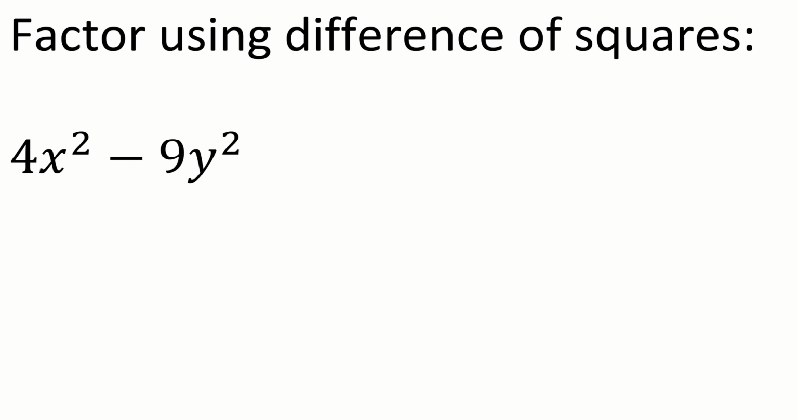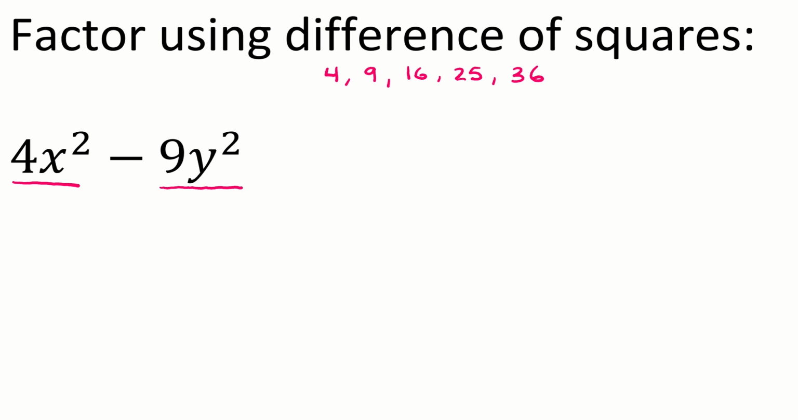So in this case, we have 4x squared, that's our first term, and our second term is 9y squared. So we have two terms. Both of those terms have to be perfect squares. So remember, when you're looking at your numbers, perfect squares would be 4, 9, 16, 25, 36. So any number squared would be a perfect square. And your variables have to have even exponents in order for this to work.